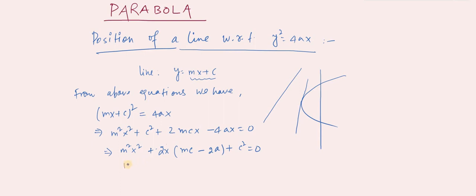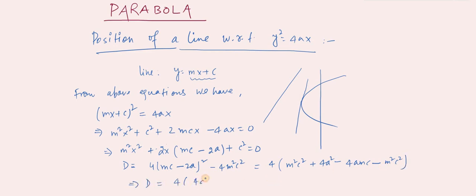So let us first find the discriminant of this quadratic equation. It will be b square minus 4ac, that is, 4 times (mc minus 2a) whole square minus 4 times m square c square, and this will further give us m square c square plus 4a square minus 4a mc minus m square c square, or D can be written as 4 times (4a square minus 4a mc), which will be further simplified into 16 times a (a minus mc). So this is the value of the discriminant.